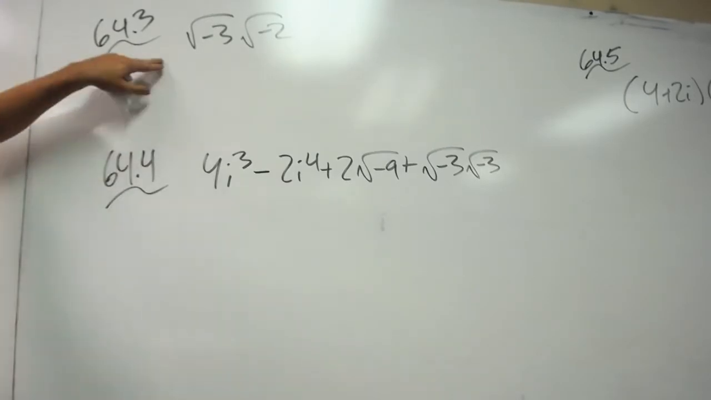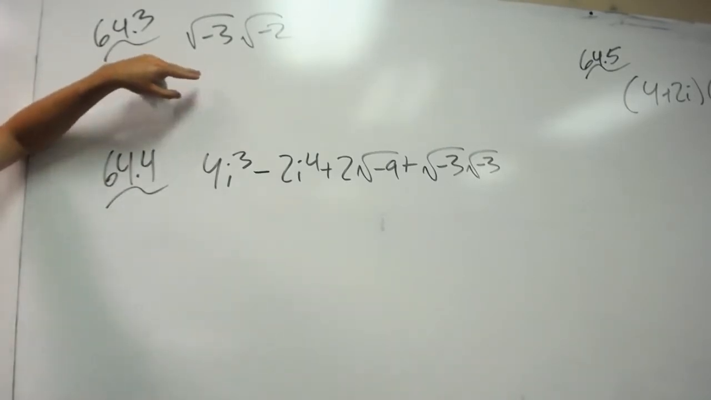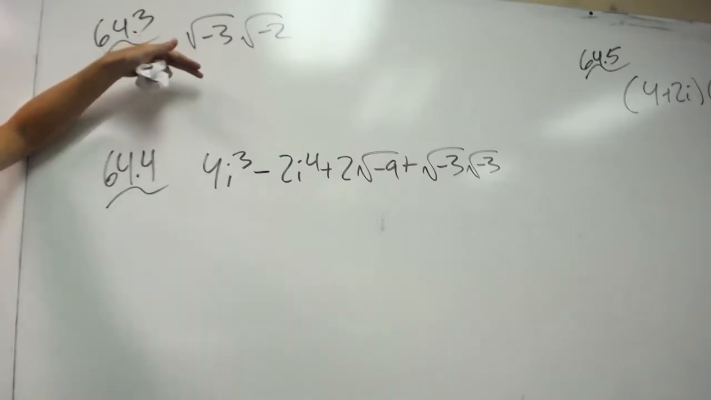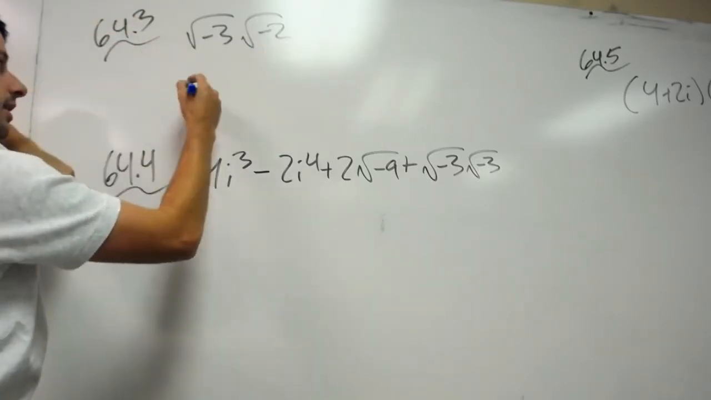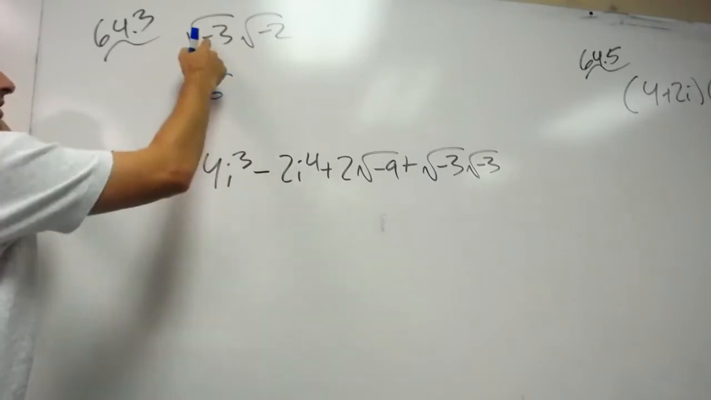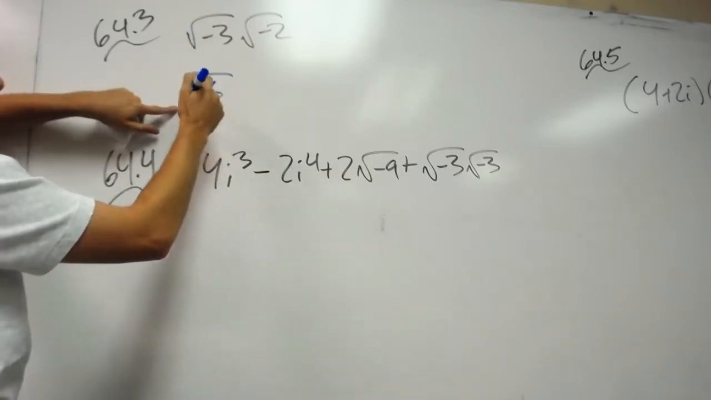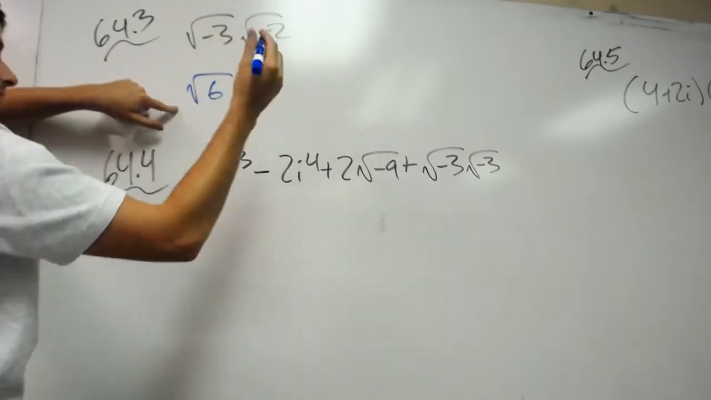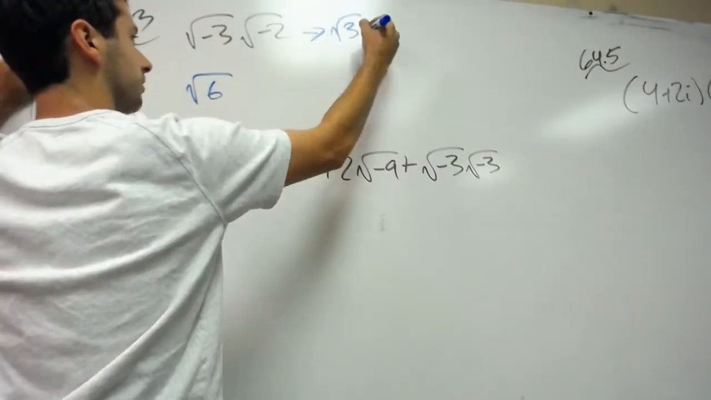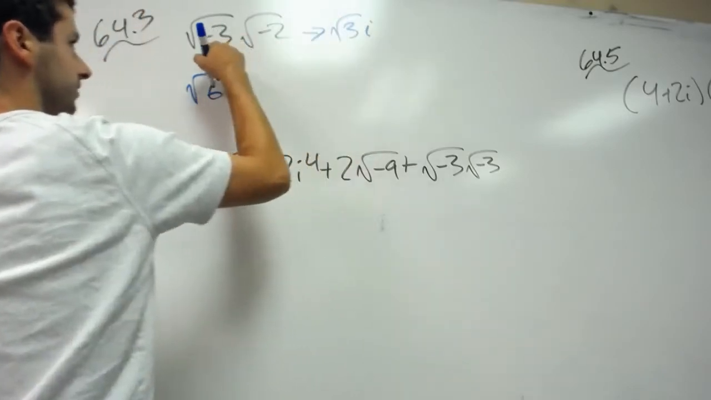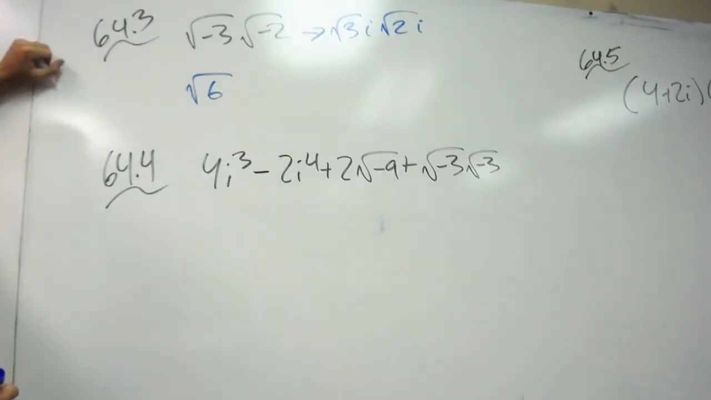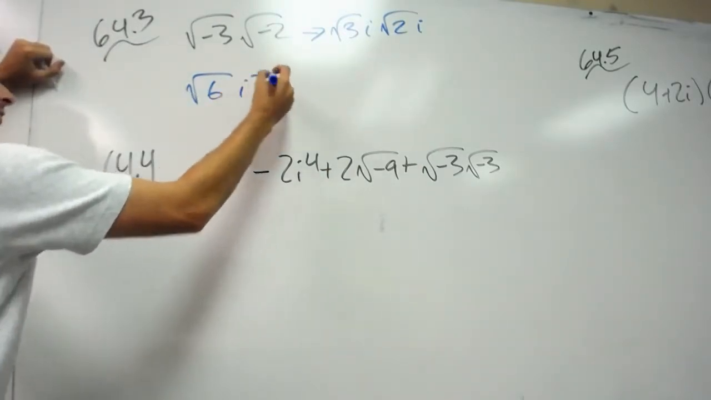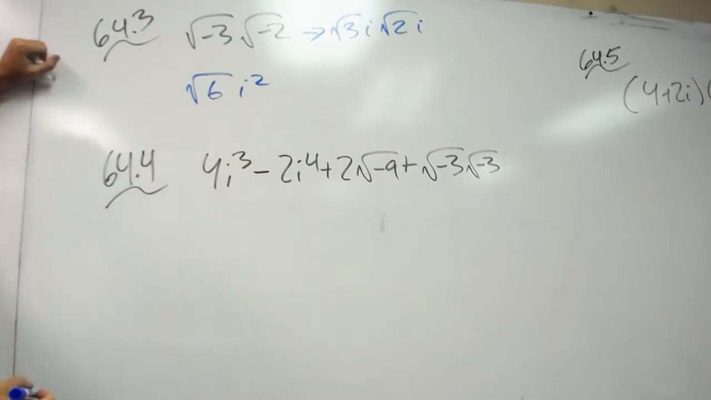Say you had radical negative 3 times radical negative 2. If you had a guess on how to do this, I think you would guess right. You multiply the radical 3 times radical 2 and get radical 6. Now this is not actually your answer. What you are actually doing is radical 3 i, because of the negative, times radical 2 i. And so those i's become i squared when you multiply i times i.